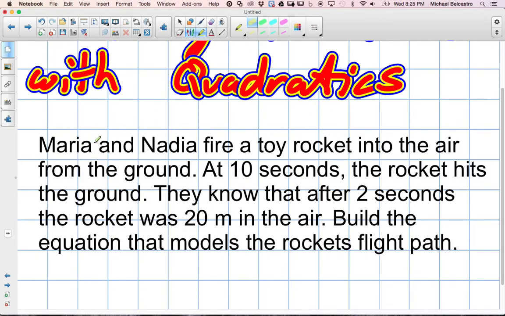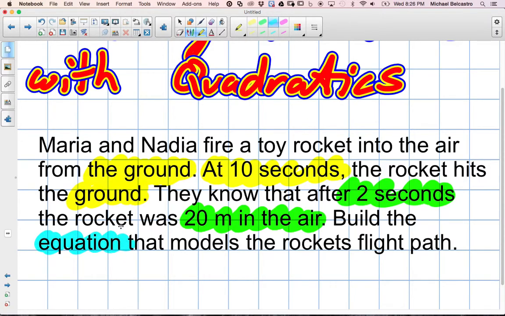First off, Maria and Nadia fire a toy rocket. At 10 seconds, the rocket hits the ground. They also said that they fired the rocket from the ground. Though there's no numbers there, that's actually really important for us too. They also know that after 2 seconds, the rocket was 20 meters in the air, and then the question asks us to build the equation.